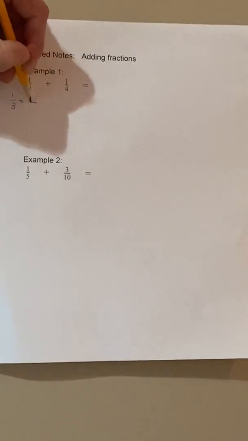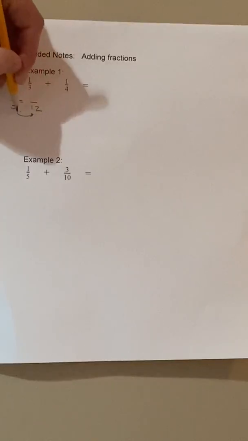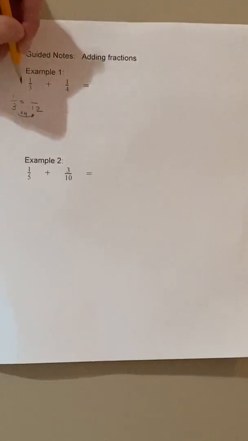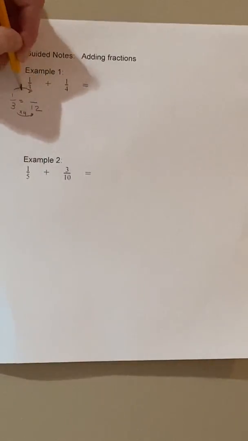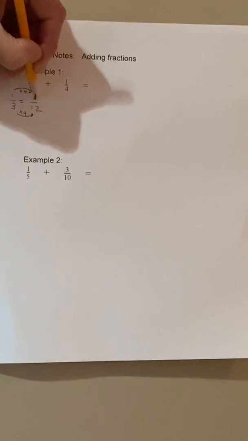So what I'm going to do now is create equivalent fractions. Let's start with 1/3. I need to make 1/3 into something over 12. So to go from 3 to 12, I do times 4. Whatever I do to the denominator, I must do the same to the numerator. So times 4 in the numerator, 1 times 4 gives me 4.